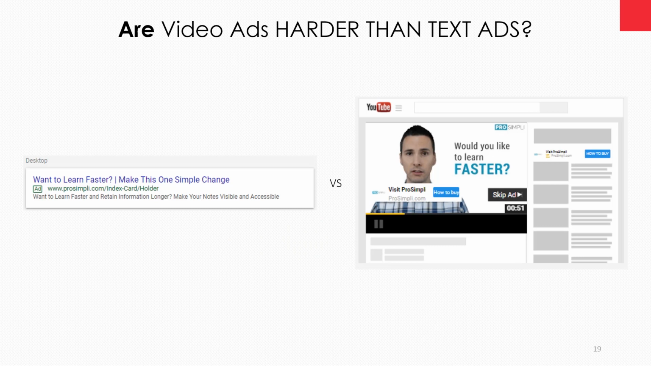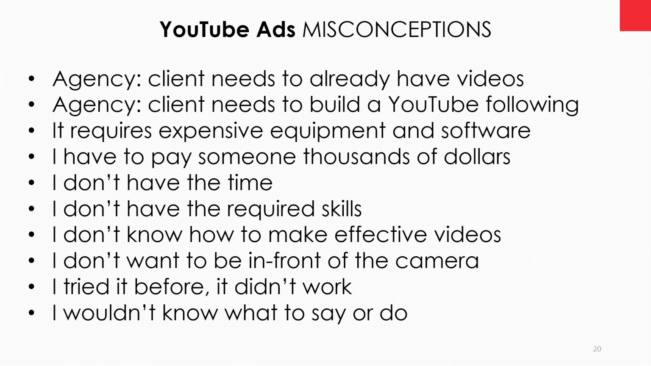I mean, it's kind of common sense though. What's easier to make, a text ad or a video ad? I can make a text ad in about 2 minutes. I can shoot a video in about 2 minutes, but that's with no editing. So is video a little bit harder than text ads? Yeah. Is it a lot harder? Maybe. It really depends on what type of video you want to create.